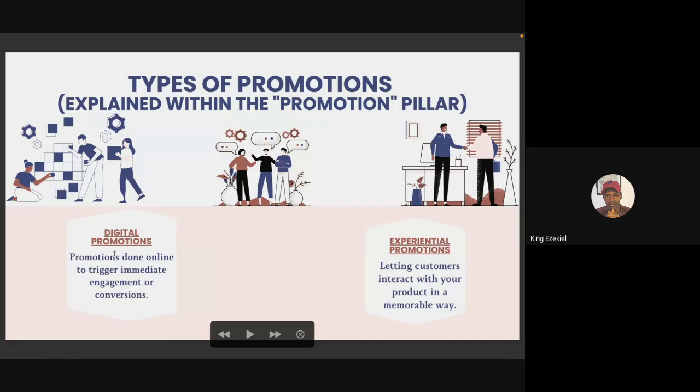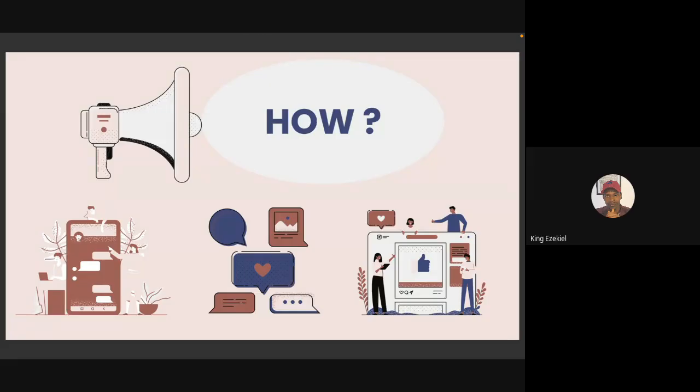Now let's talk about digital promotions. These promotions are done online to trigger immediate engagement or conversions, which a lot can fall under. What about experiential promotions? Letting customers interact with the product, like Tesla. They allow their customers to drive around in the car. Car dealers too, I think that's what they call them. Some of them allow their customers to just enter the car, feel it, embrace the seat a little bit, embrace the moment. So after that feeling, you don't even want to say no.